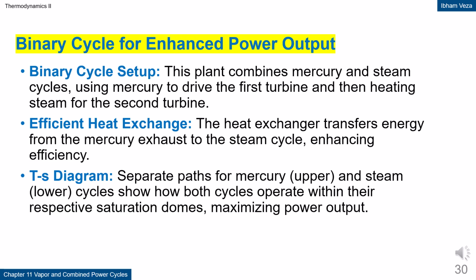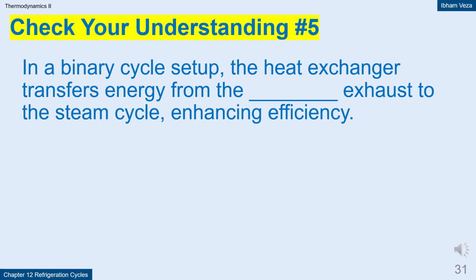The TS diagram shows two different saturation domes for each fluid. The final result is higher power output from the same heat source. In a binary cycle setup, the heat exchanger transfers energy from the mercury exhaust to the steam cycle, enhancing efficiency.